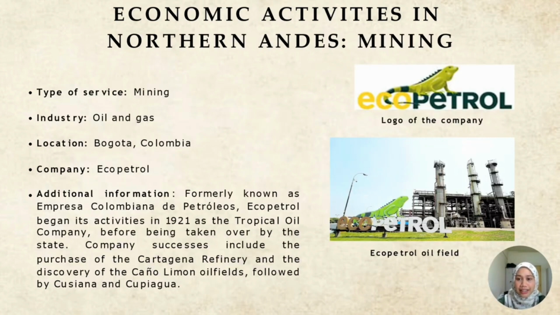Economic activity in Northern Andes. The first one is mining. So industry, oil and gas. Location, Bogota, Colombia. Company is Ecopetrol. Ecopetrol began its activity in 1921 as the Tropical Oil Company before being taken over by the state.